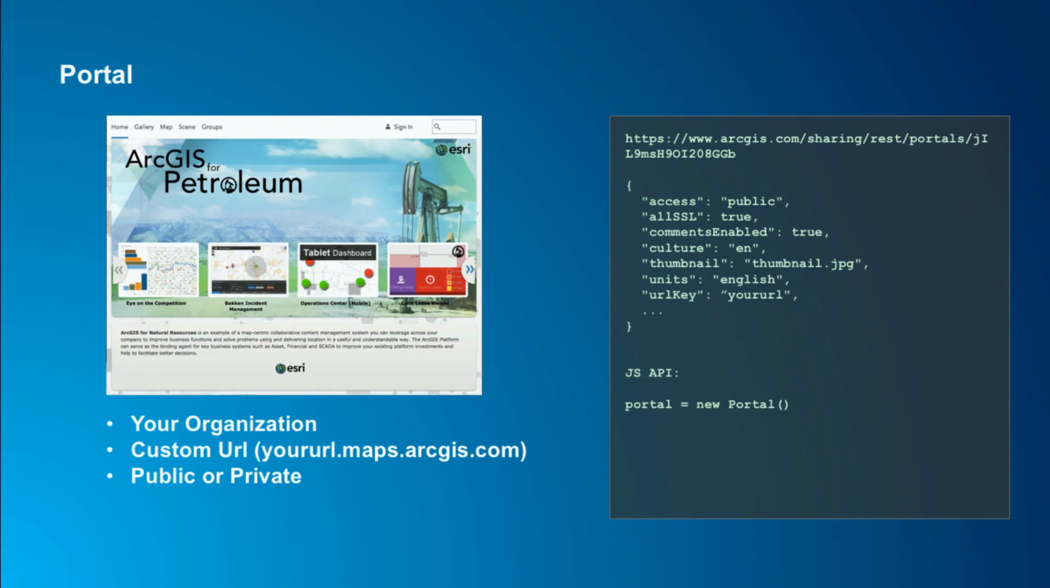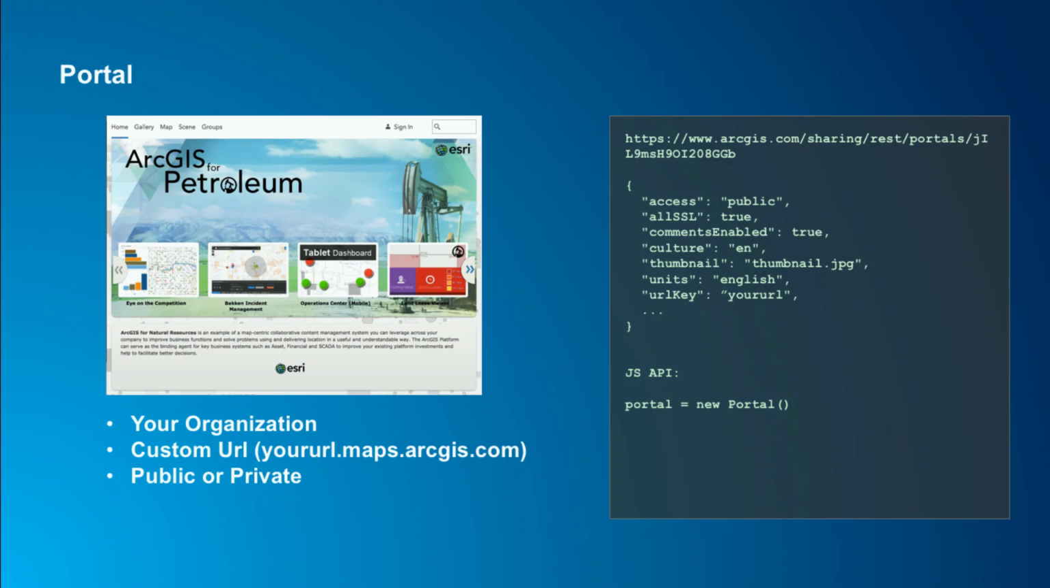So let me start with the portal itself. So the portal is what you activate as a user when you get a trial, when you get a developer subscription, when you purchase a subscription to ArcGIS Online. We sometimes call it your organization, your subscription, or your portal. Kind of use those terms interchangeably here. And when you activate it, you get to pick part of the URL that it lives under. something.maps.arcgis.com, and you can customize that something to your liking.